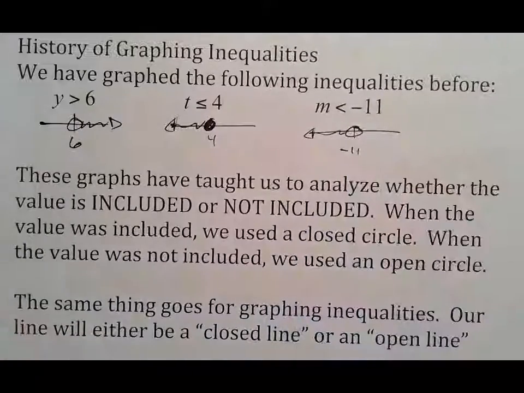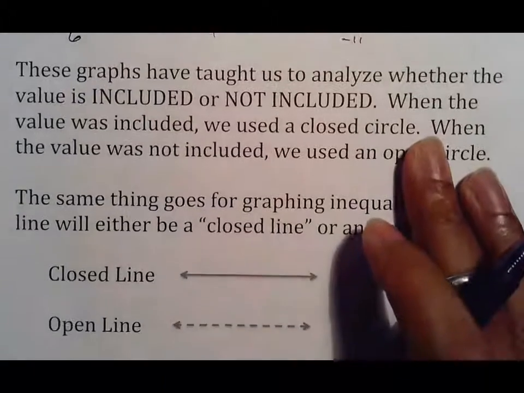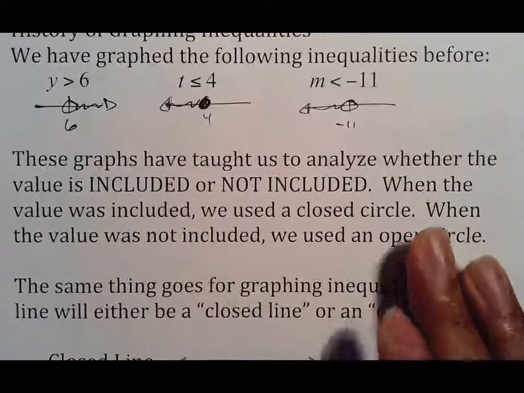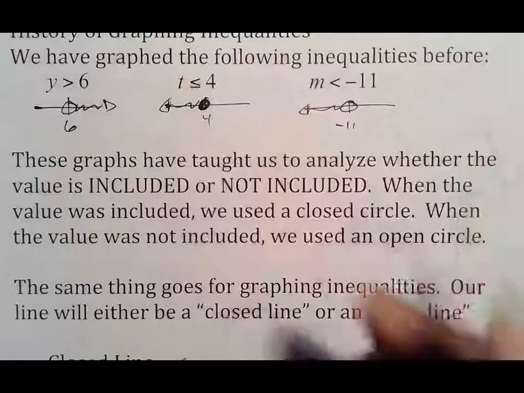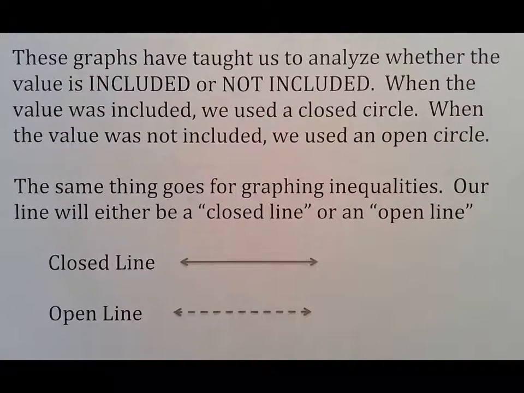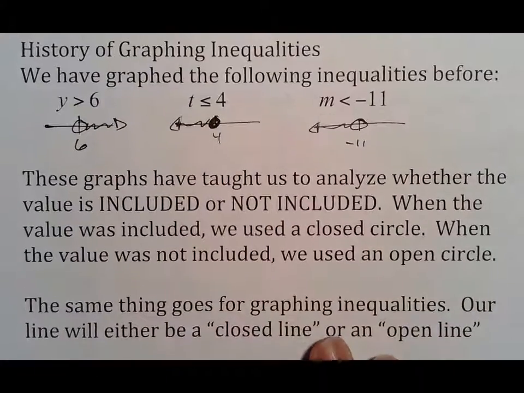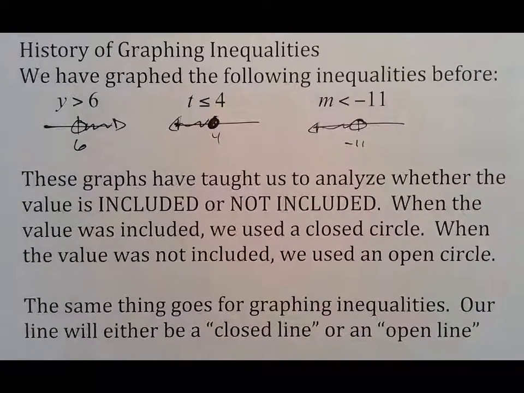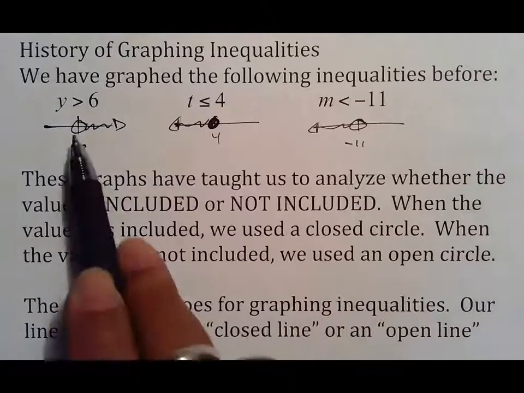And again, you need an understanding of open versus closed circles. If you don't have that, you might want to get some more practice. Again, that's an Algebra 1 concept, and it's something that you just have to kind of work with. Write it down if you have to, that this means open, that means closed, but whatever you have to do, you need to memorize which one is open, which one's closed. These graphs have taught us to analyze whether the value is included or not included. When the value is included, we used a closed circle, like here. And when the value is not included, we used an open circle.